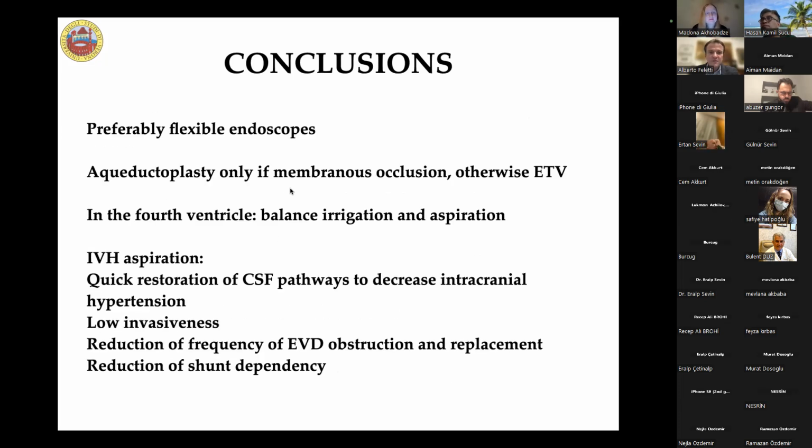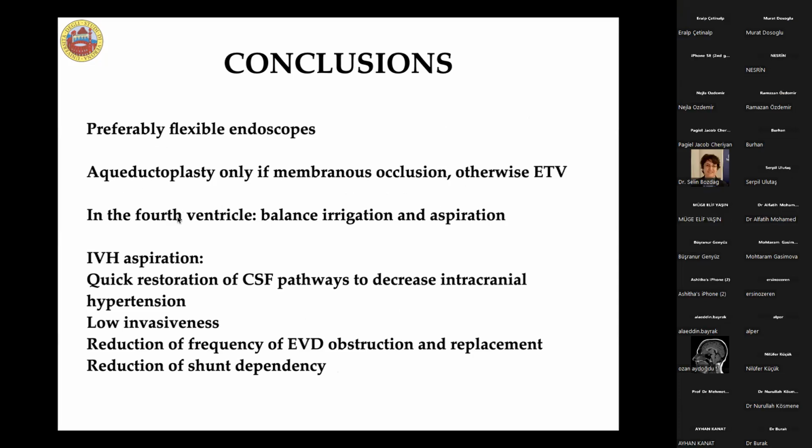Aqueductoplasty can be performed, but only if the occlusion of the aqueduct is membranous. Otherwise, prefer an ETV. And another very important point is when you are in the fourth ventricle, you have to be careful in balancing aspiration and irrigation, because the volume of your scope basically occludes the cerebral aqueduct, making the fourth ventricle an isolated chamber. So you have to be very careful. Otherwise, you will have bradycardia.